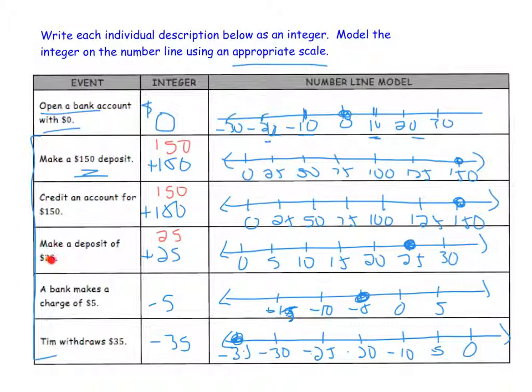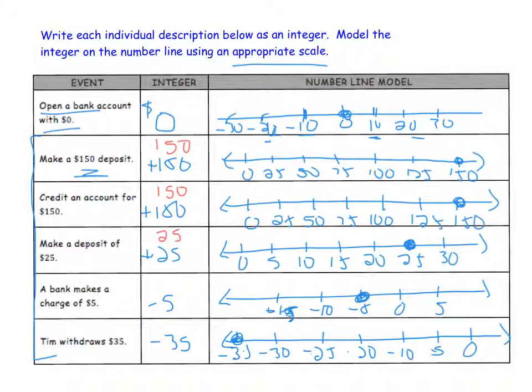Make a deposit of 25, so deposit, remember, is positive. So my integer is 25. I numbered by 5s and put that closed circle right at 25 because I'm talking about that exact spot. The bank makes a charge of 5. Well, a charge is negative, so my integer is going to be negative 5. So I set up my number line, and now I need negatives. So I'm at negative 5 right there.